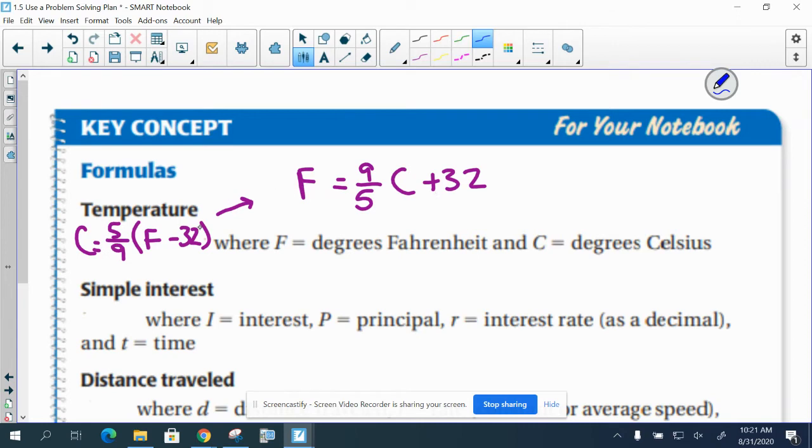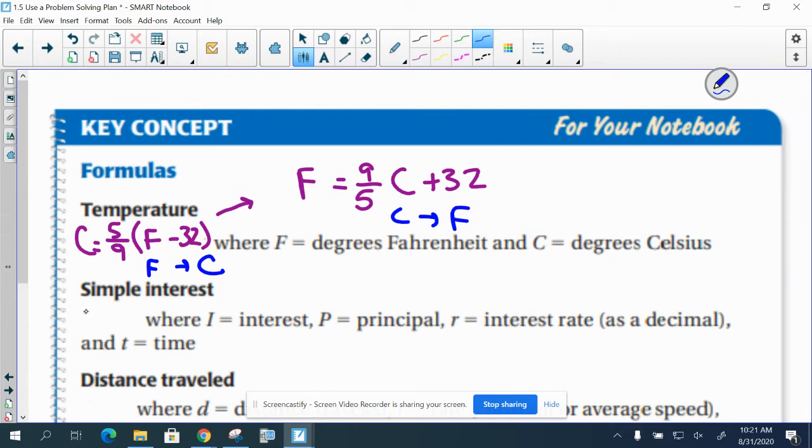So those are 2 different equations that relate Celsius and Fahrenheit, depending on what you have. So if you're given Fahrenheit and you want to convert to Celsius, you want to use this equation here. So this one goes from Fahrenheit to Celsius. This one goes from Celsius to Fahrenheit. So the output would be Fahrenheit.